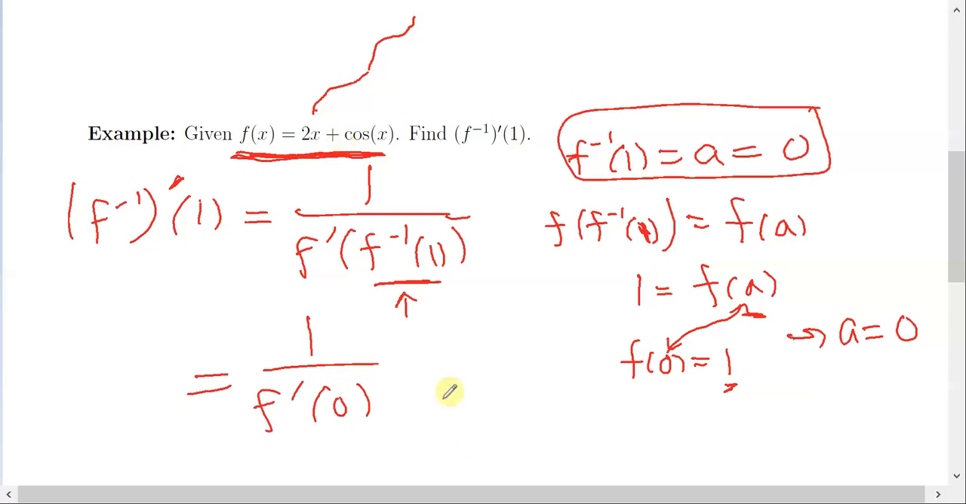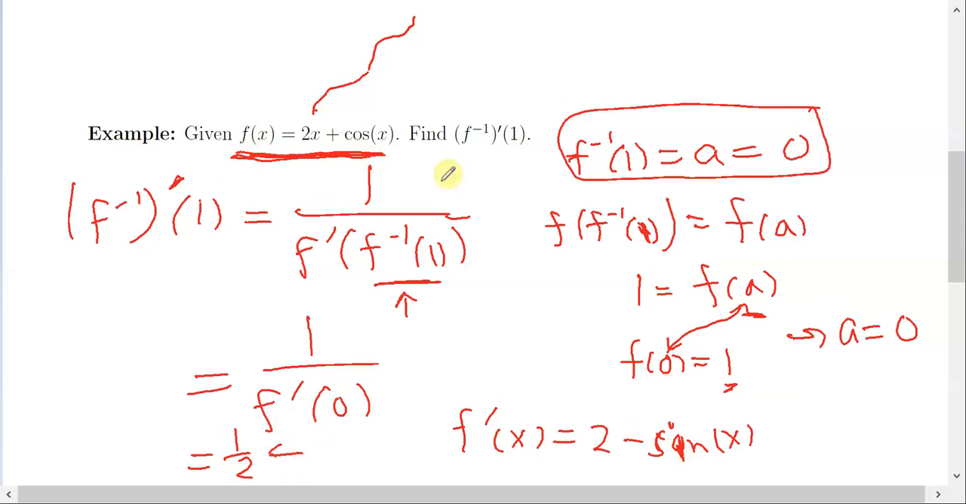Well, f prime, we can do that. It's not a difficult problem there. That's just 2 minus sine x. And so if I plug 0 into this, I can see that I'm going to get 2. So I don't know what the inverse function is, but I know that the inverse function is related to the function itself, and its derivative is related to the function itself in this way, so that I can calculate this particular value.